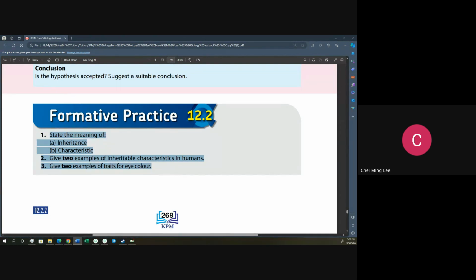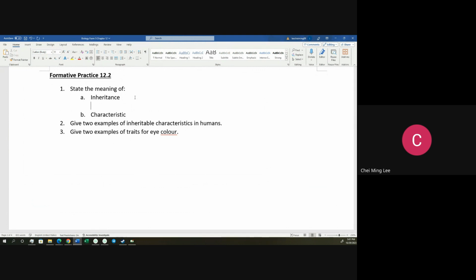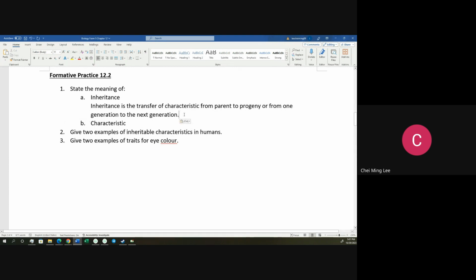So let's continue with the discussion. So, what is the meaning of inheritance? Inheritance is normally the transfer of a characteristic from the parent to the next generation, or sometimes we call the next generation the progeny. So it's a transfer of characteristic from parent to progeny.